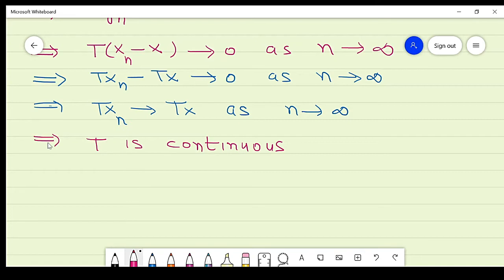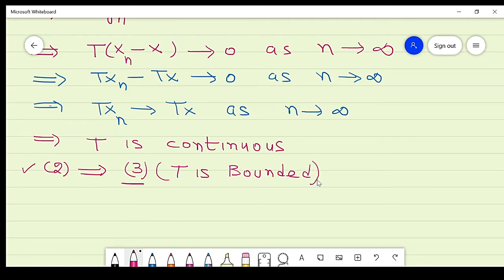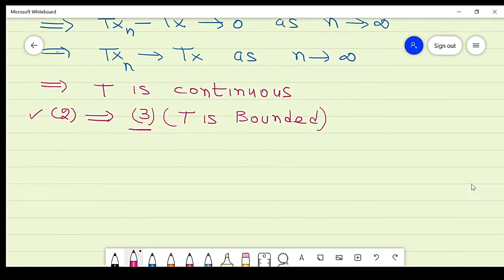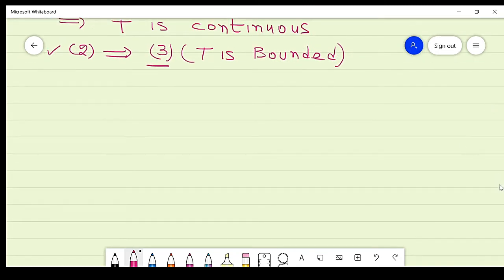Now we start from second. Now second is given. My purpose is to prove third. So what is the second property? It is continuous at origin. What is the third property? It is bounded. So that is given, and our purpose is to prove that T is bounded. That is my purpose, to prove that T is bounded. Clear?